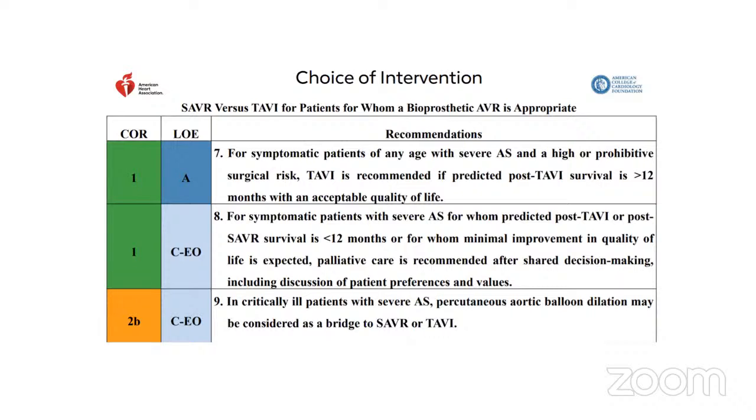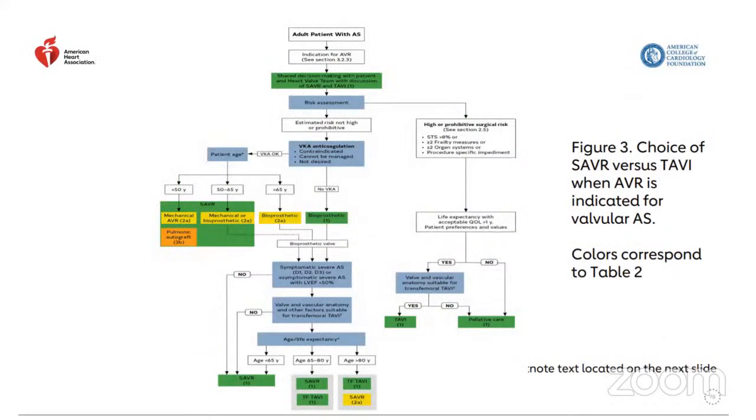This is class 1. And the last one, in critical patients with severe AS, percutaneous aortic balloon dilatation may be considered for bridging to SAVR or TAVI. This is class 2B. This is the diagram showing the management plan for TAVI or SAVR in AS.